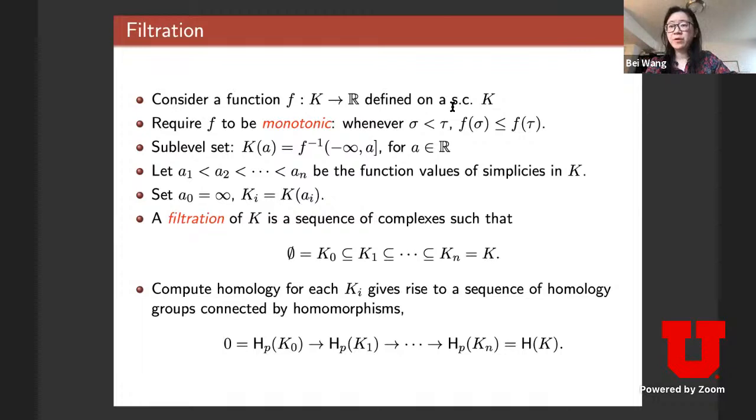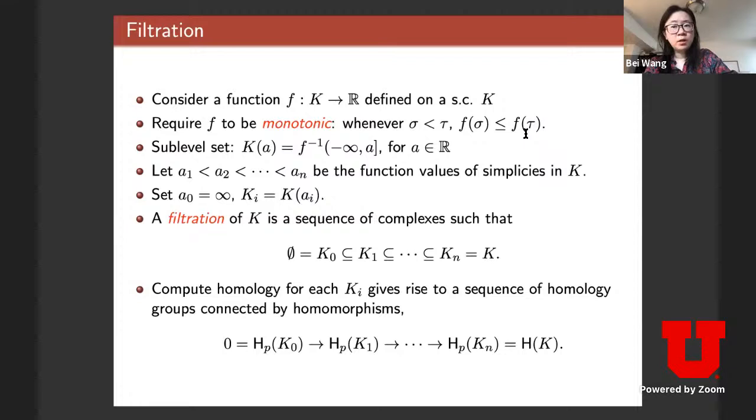And then there is a function attached to the simplicial complex, such that the function is monotonic. Monotonic means that if I have two simplices, sigma and tau, where sigma is a face of tau, for example, an edge is a face of a triangle is a face of a tetrahedron, then the function value over the face has to be smaller than or equal to the function value of the simplex itself.